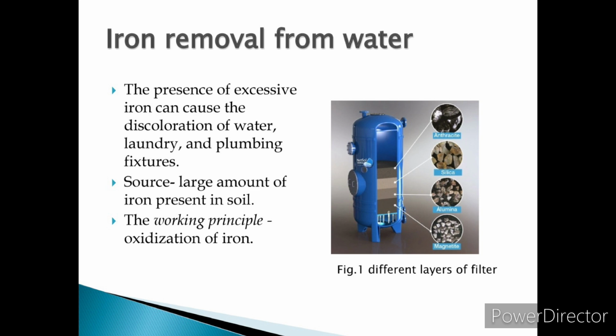If we talk about the source, the iron present in water comes from the large amount of iron present in soil. The working principle of removing iron content from the water is the oxidization of iron. In this process, the iron's ferrous or dissolved state is converted to a ferric or undissolved form. After that, when the conversion takes place, the ferric form of iron precipitates on the filter bed.